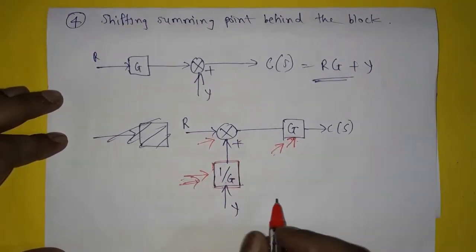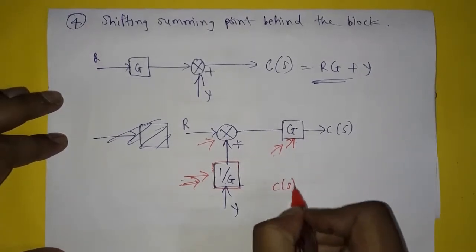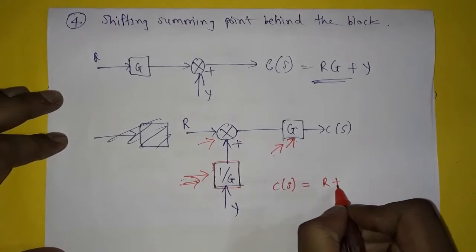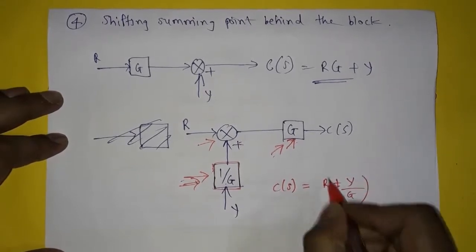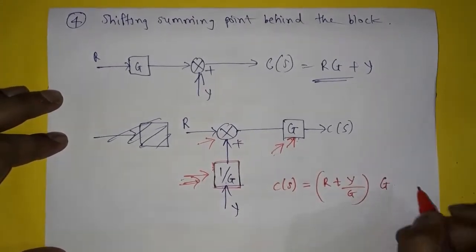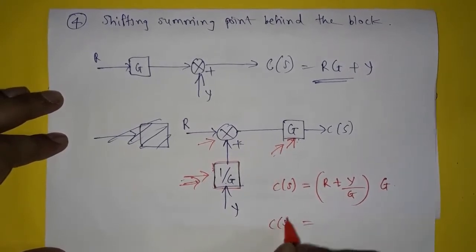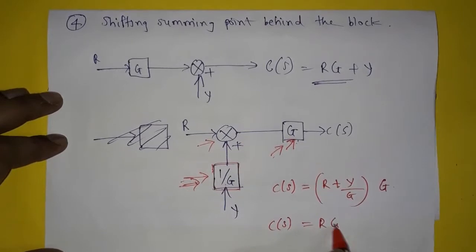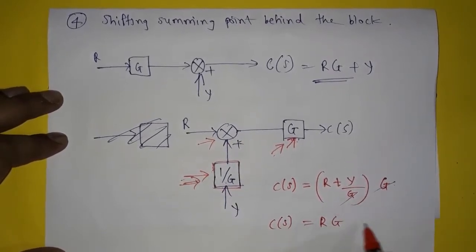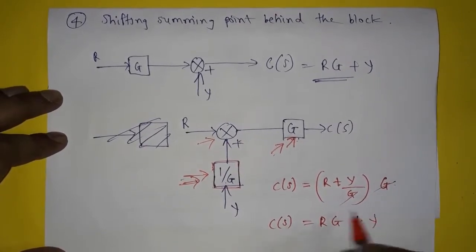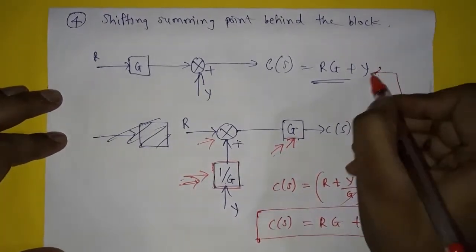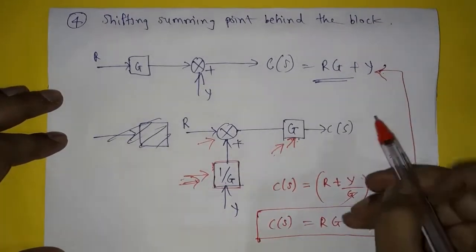So here C(S) is equal to R plus Y upon G into G. Here we get C(S) is equal to RG. This G and G gets cancelled, so plus Y. This is equal to this, same.